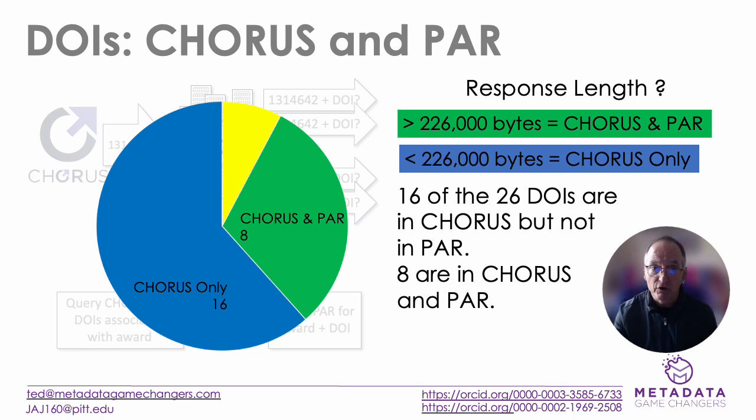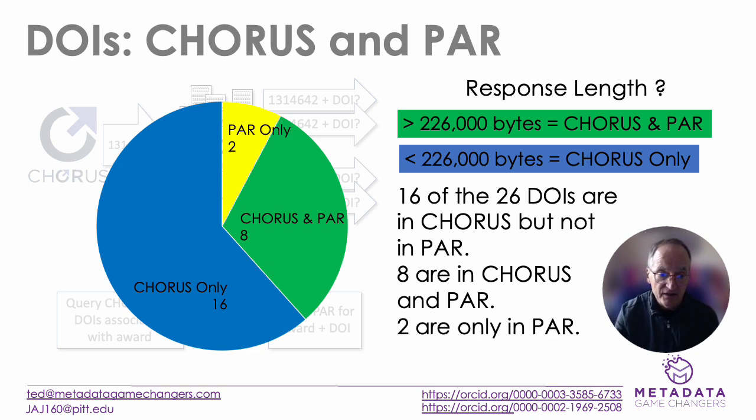8 were in chorus and par, and 2 were only in par. So for this case, looking at the comparison for this award number, we can see that there's information in par about 10 DOIs, but in chorus there's information about 26. Quite a bit more.